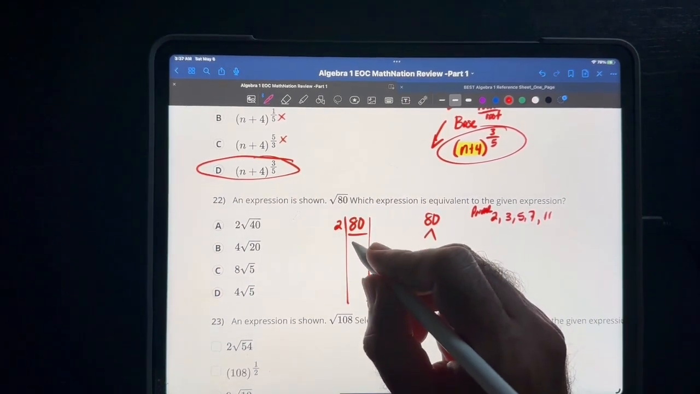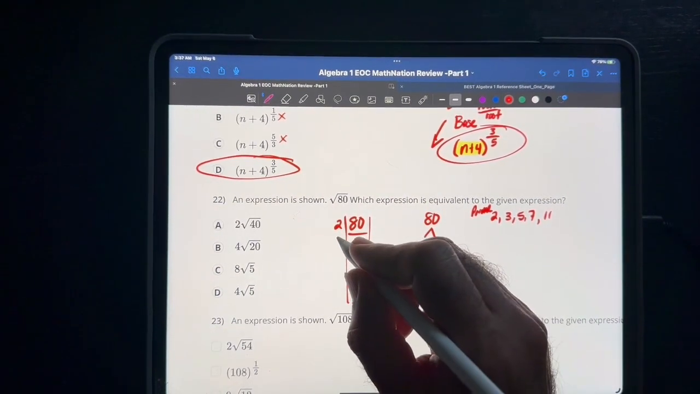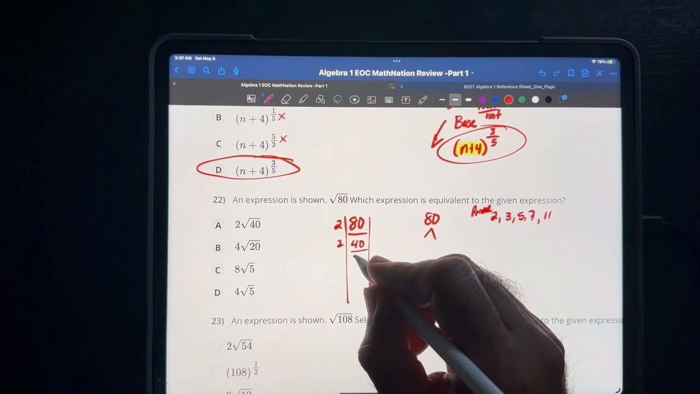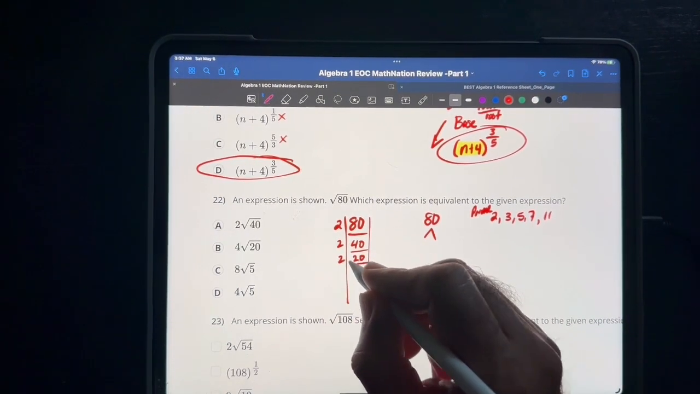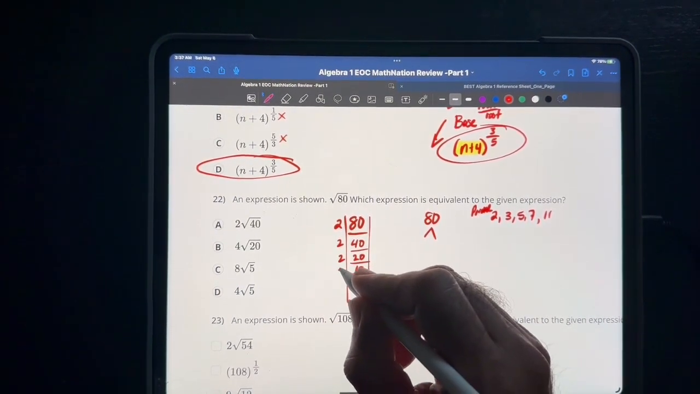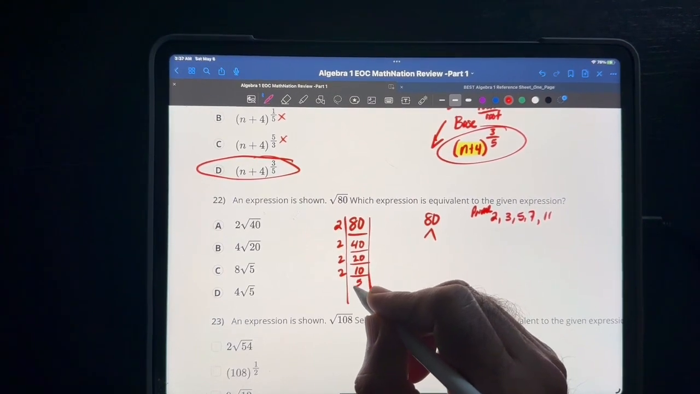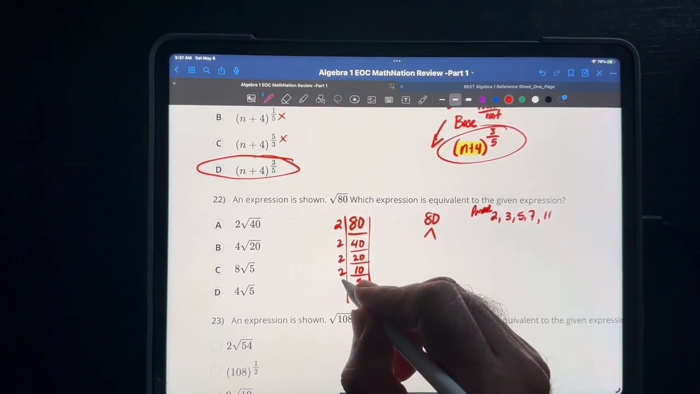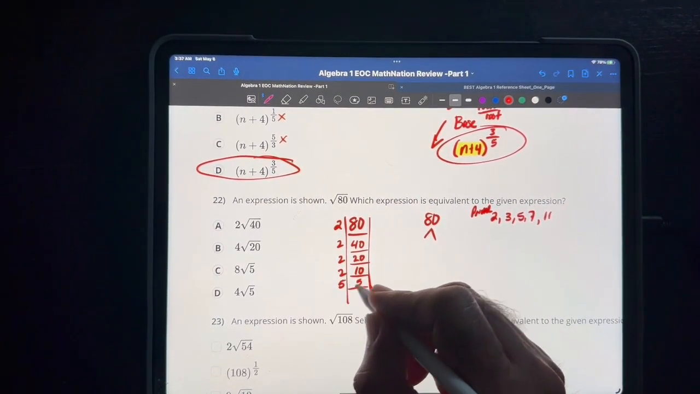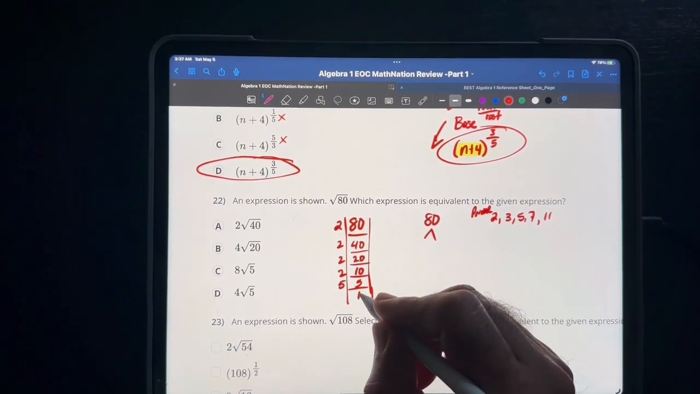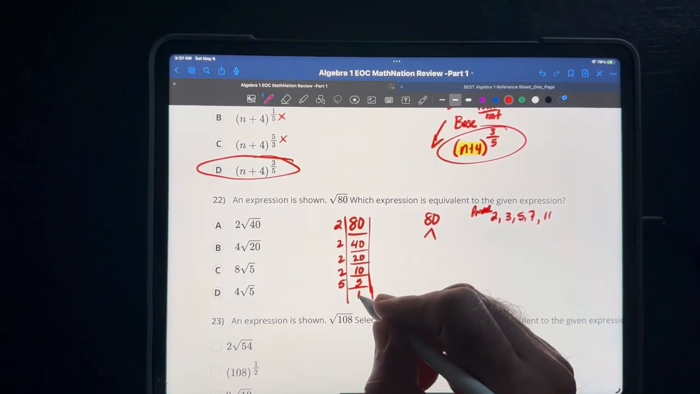So 2 into 80 is 40. And I just keep using 2 till I can't use it no more. Right? Just keep using 2. And at some point, this is 5. No, I can't use 2, but I can use 5. 5 goes into 5 one time. Now, once you get to 1 at the bottom, you're done.